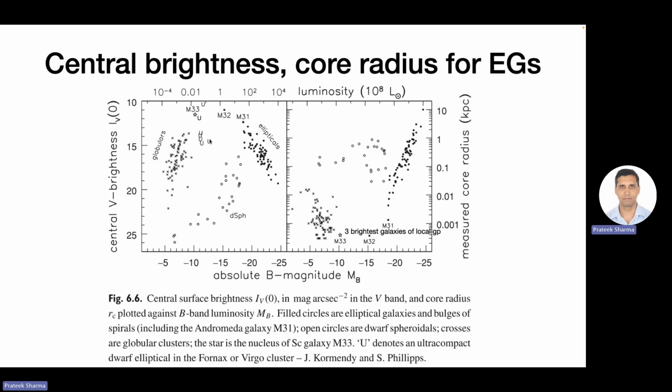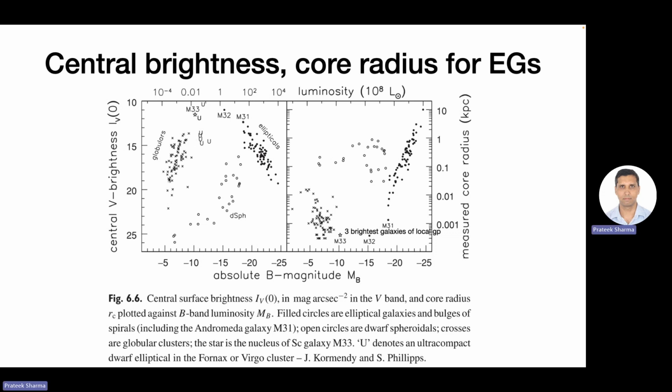These U's indicated here are ultra compact dwarfs. They are extremely small. They're also dwarfs. They have low luminosity. Luminosity and mass are sort of one-to-one functions of each other. Low luminosity corresponds to lower mass of stars, in general. These are globular clusters.